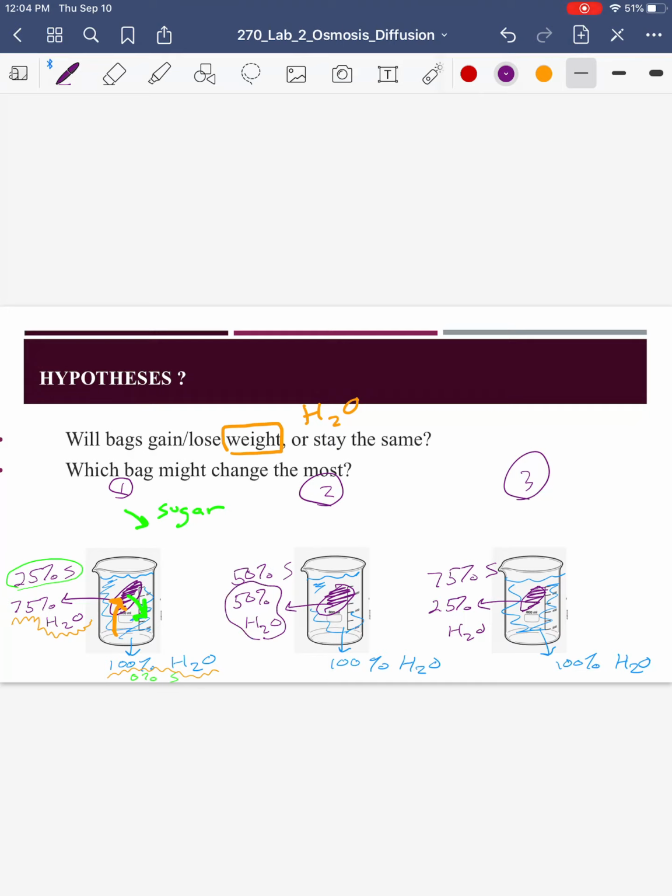Okay, so you're going to compare, let me go back to orange. You're going to compare this to this and this to this and tell me for bags number 2 and 3, will they gain weight? But the other question is, which bag might have a weight change that is the greatest? Because we're looking at concentration gradient. In all 3 of these, there's a concentration gradient. There is, but we're looking at the degree to which there's a concentration gradient. If there's a larger gradient, does that mean that there's more diffusion? You're going to find out, my friends. Feel free to pause the video if you need.